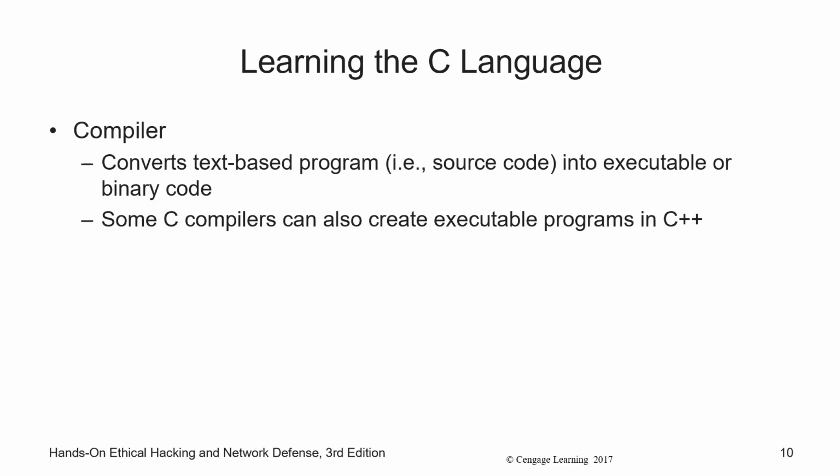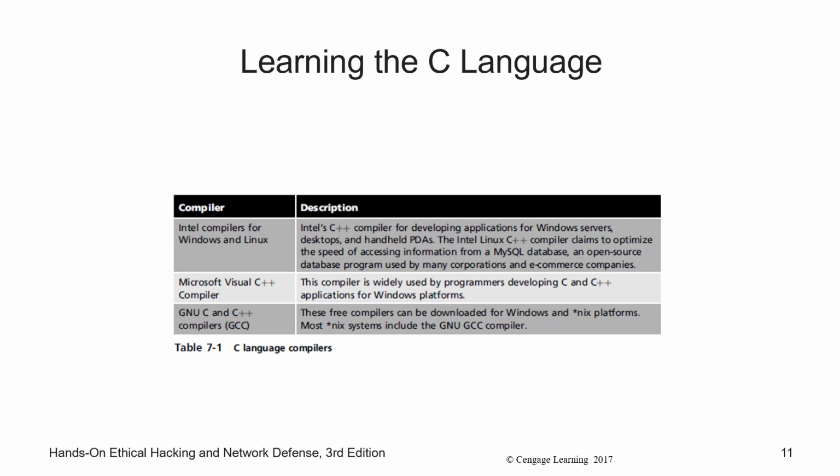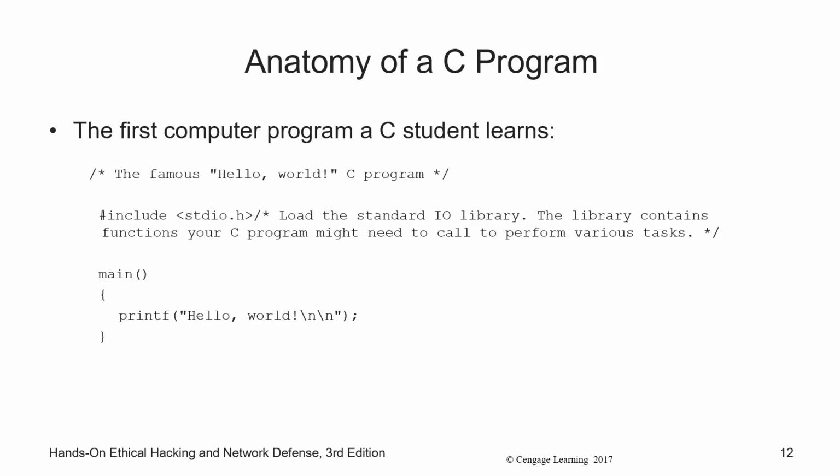A compiler takes the code you write and converts it into machine code. That is different from scripting, where your code is interpreted on the fly, sometimes moved to what's called an IL, or an intermediate language. Here's a bunch of compilers. So you have Intel's compilers, VC++ by Microsoft, and GCC. Those are the most common compilers you're going to use.